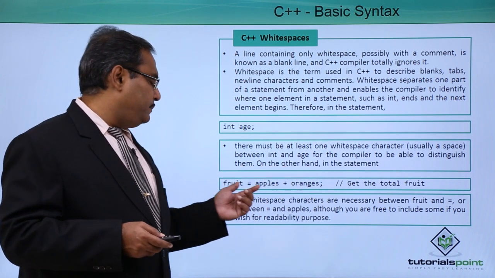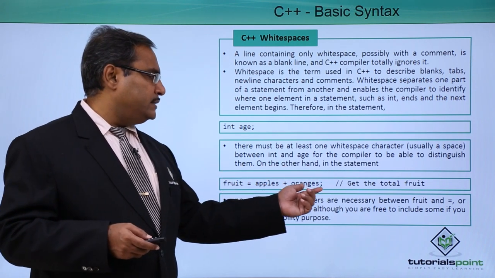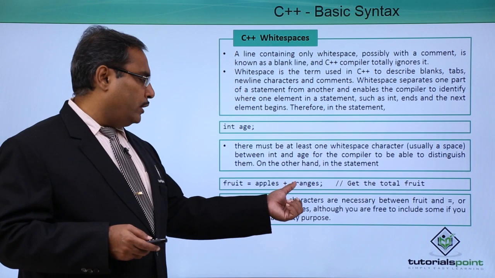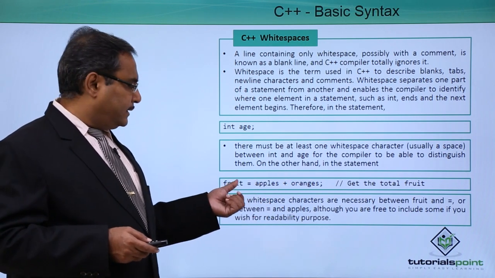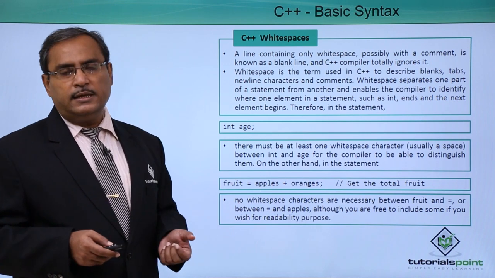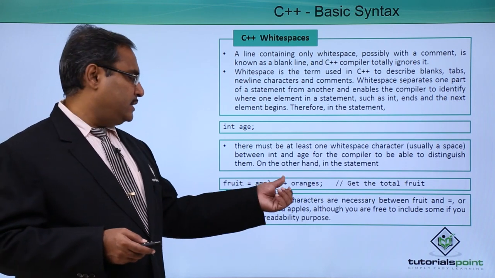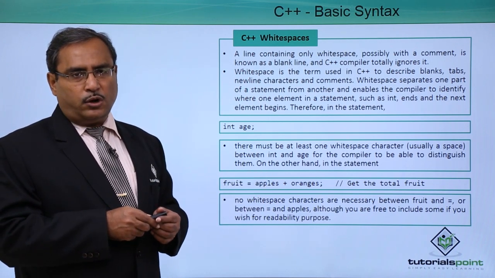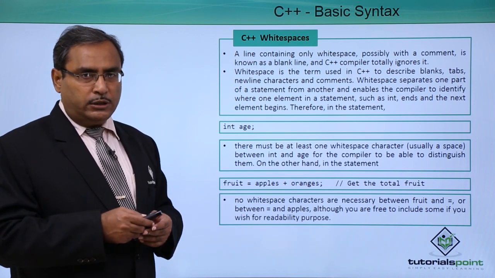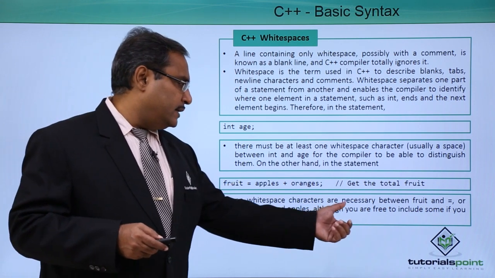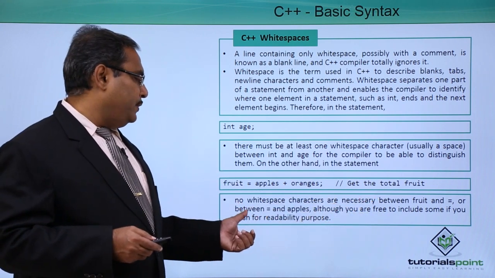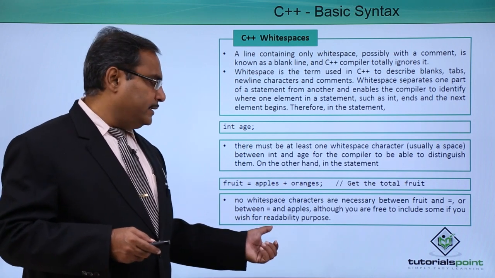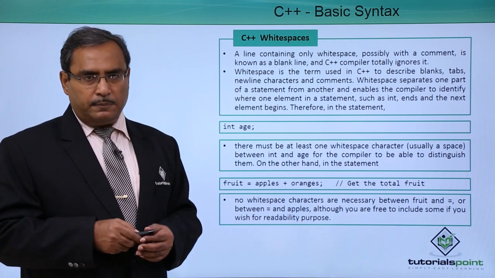On the other hand, consider the statement fruit is equal to apples plus oranges to get the total fruit. Here the number of apples and the number of oranges are added to get the fruit count. In that case we have multiple places with white spaces as blank spaces. Before and after the equal to symbol, the white spaces are optional, but we have given them to increase readability. No white space characters are necessary between fruit and equal to, or between equal to and apples, although you are free to include some if you wish to increase the readability of the code, and that is the main purpose for us.